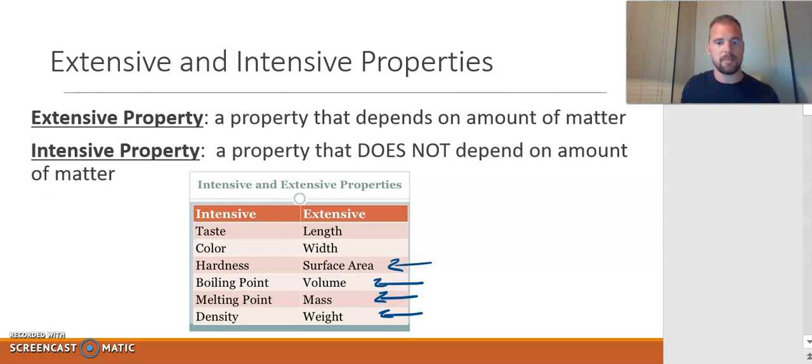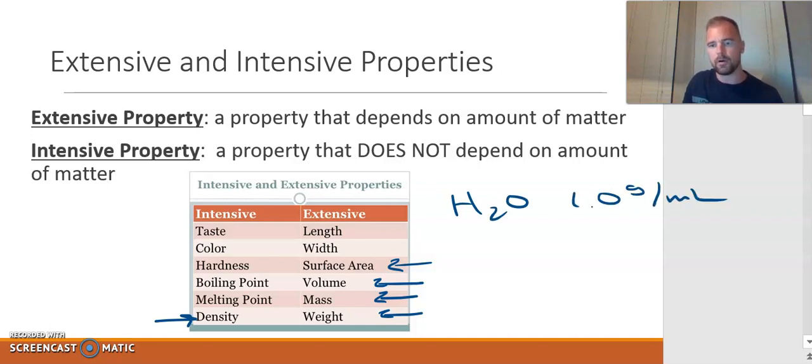For example, if I put a beaker of water versus if I put a gallon of water on top of a scale, that's going to affect the mass and weight, right? The amount of matter is going to affect how much mass or weight or volume will be there. But an intensive property is a property that does not depend on matter. One of the most common ones is density. Density is always going to be the same as long as it's the same type of matter. For example, water's density is approximately 1 gram per milliliter.